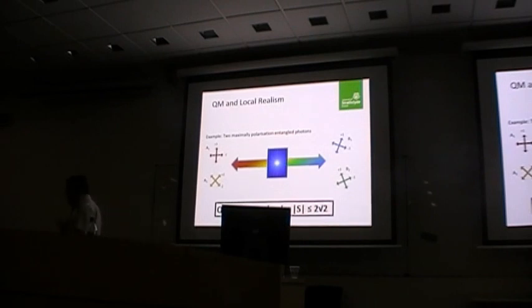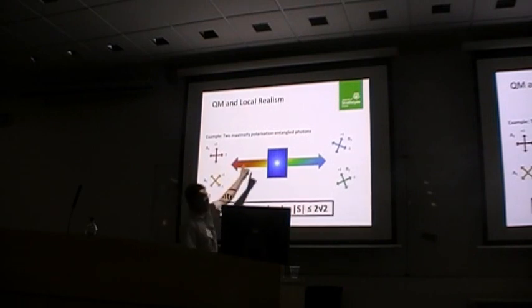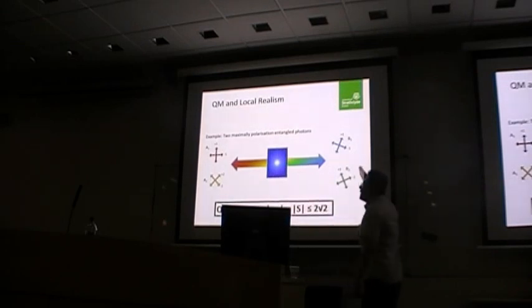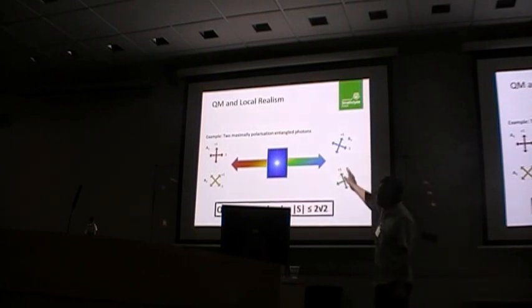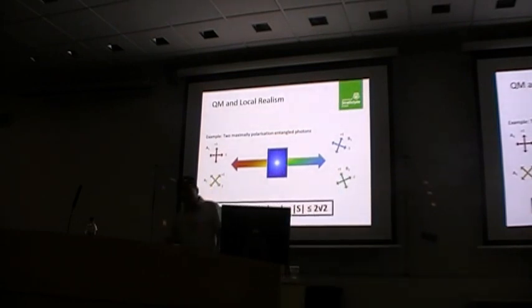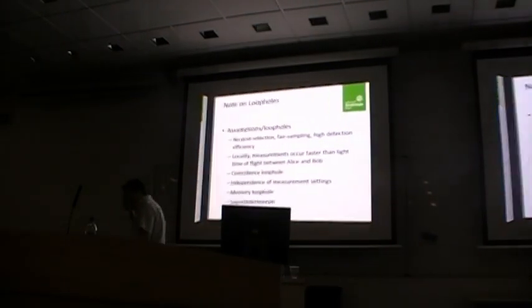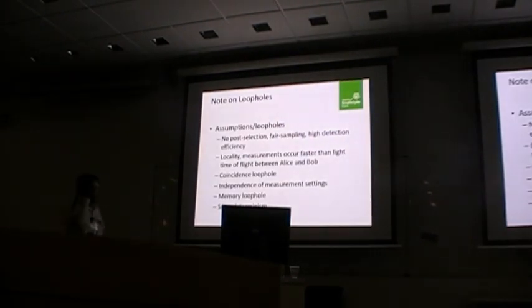But the locality assumption is that Alice must make a choice faster than the time of flight that light takes to get from Alice's position to Bob's position, and Bob gets his result. We don't want Alice's choice to influence Bob's measurement result. Now, light travels very quickly, so we have to do that very quickly. It's been challenging, but people have been able to do it. But there are other assumptions that are implicit in Bell experiments. These are just a few of them.